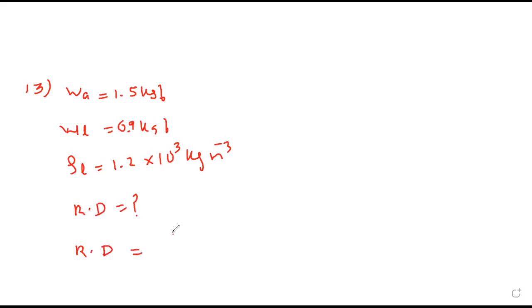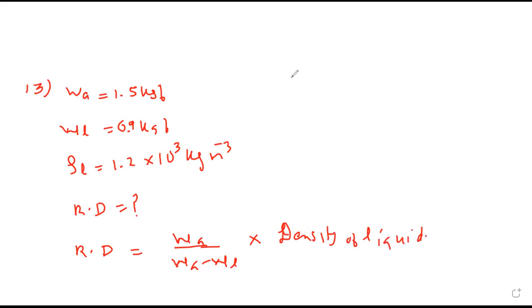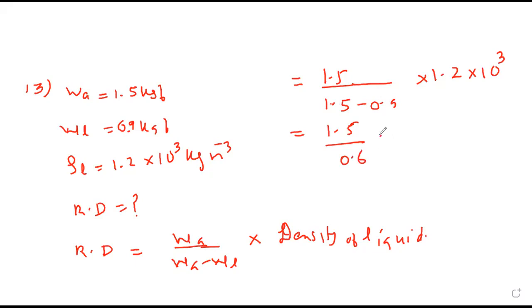Relative density of solid is weight in air upon loss of weight in liquid into density of liquid. If it is other than water, we multiply with density of liquid. 1.5 upon 1.5 minus 0.9, into 1.2 into 10 raised to 3. So 1.5 upon 0.6, into 1.2 into 10 raised to 3.